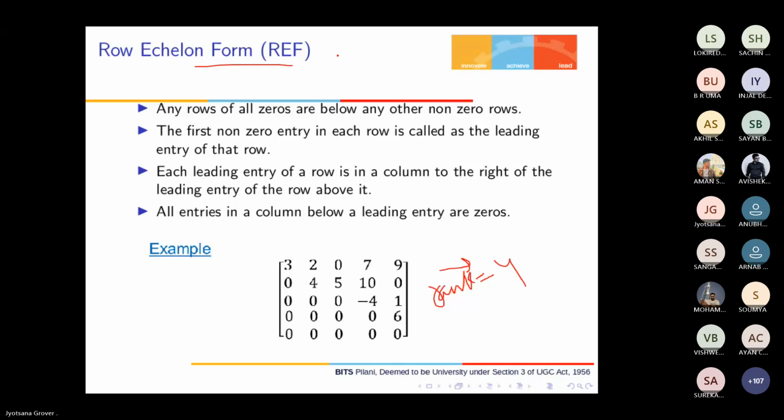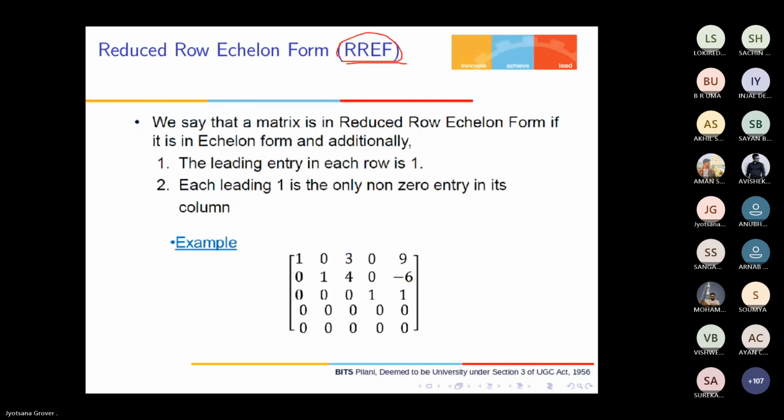Ma'am, I also had one doubt, if I may. I wanted to understand, is it necessary that to get to this REF format, we make use of only the rows? Like the computations should be done on the basis of rows and nothing else. Yeah, only row elementary operations. Column will not get you anywhere. Why is that so?